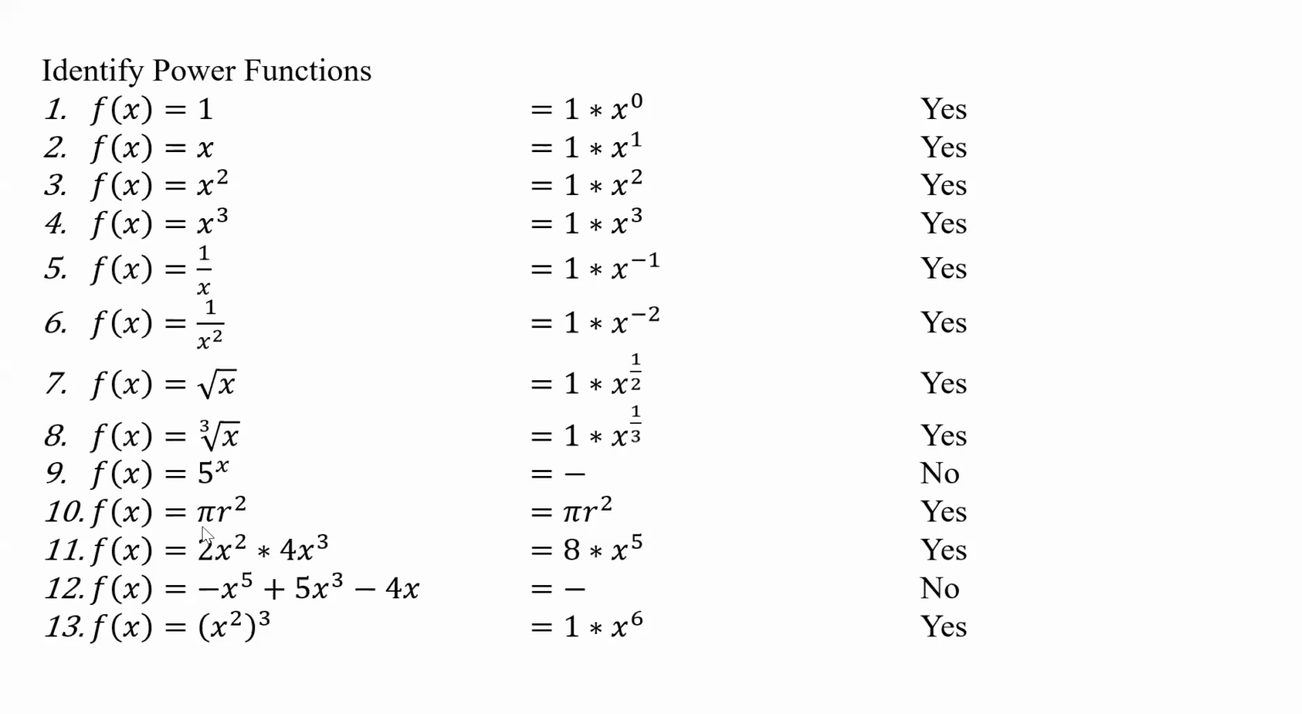Now this one here, we have pi r squared. Well, r is going to be our variable, and it's raised to a fixed power 2, and it's times k, which in this case is pi. So that does fit the power function format.